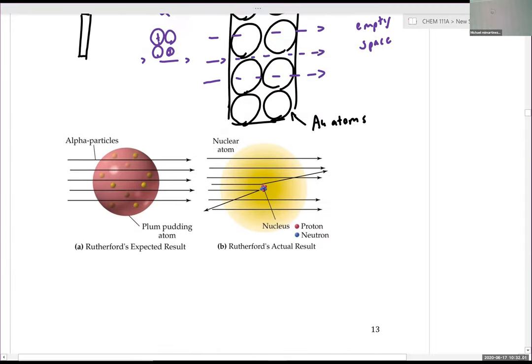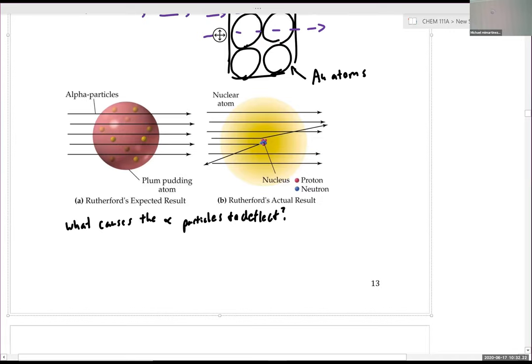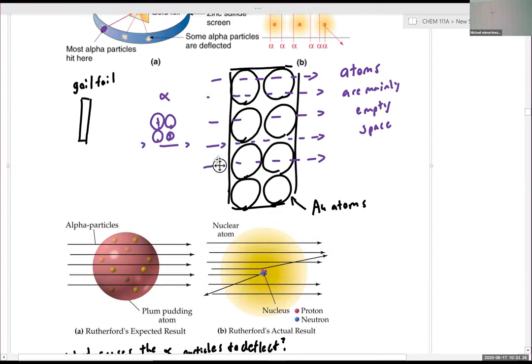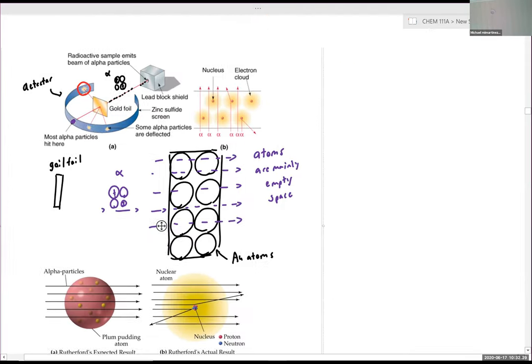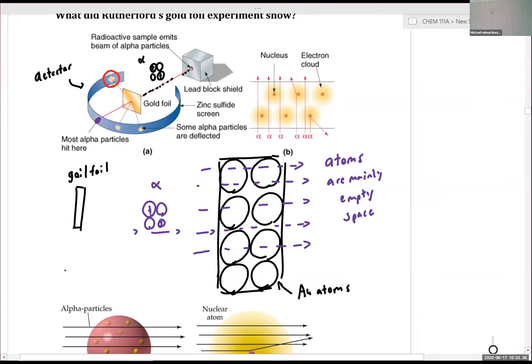Well, to answer that question, our question now becomes, what causes the alpha particles to deflect? So in a very small number of cases, the alpha particles will deflect at a very dramatic angle. Now this can be rationalized by thinking for a moment: our alpha particle is a positively charged particle, and in order for an alpha particle to deflect, it must interact with another positively charged particle.